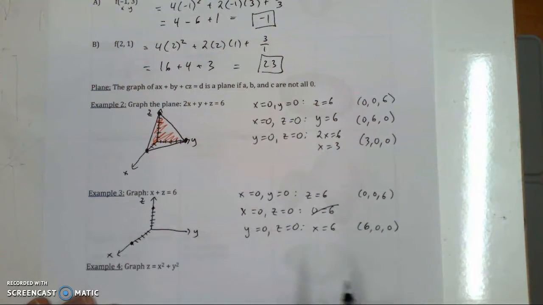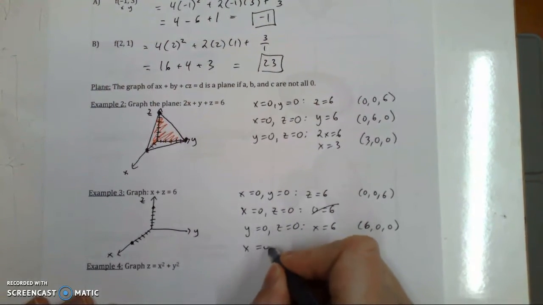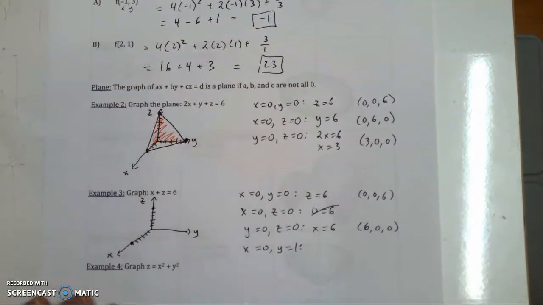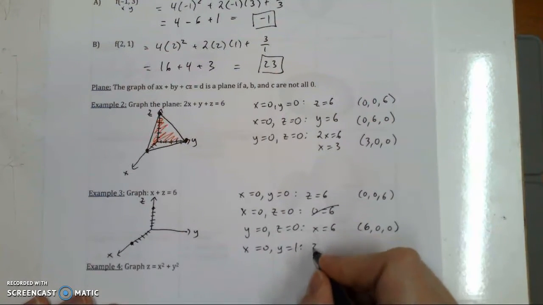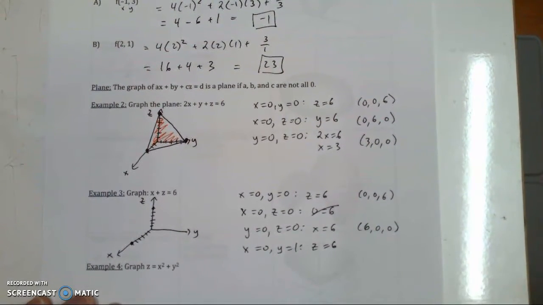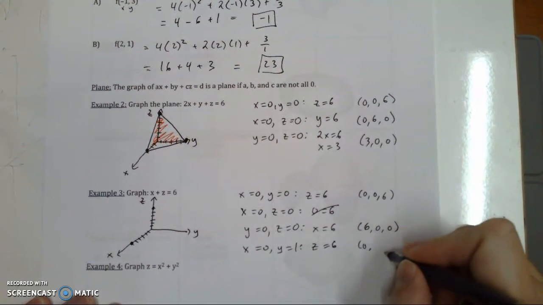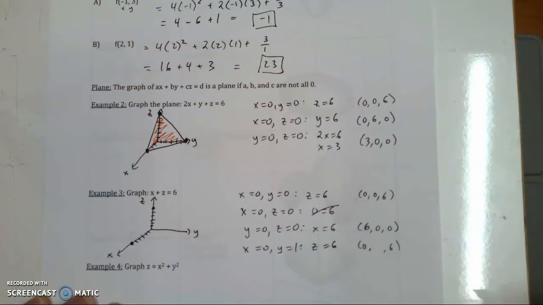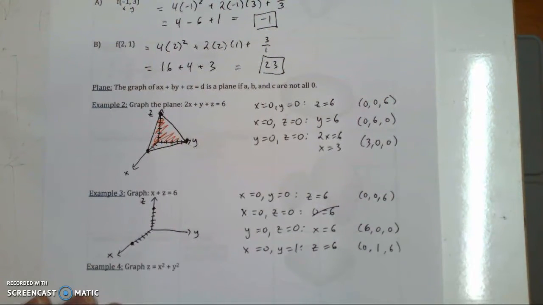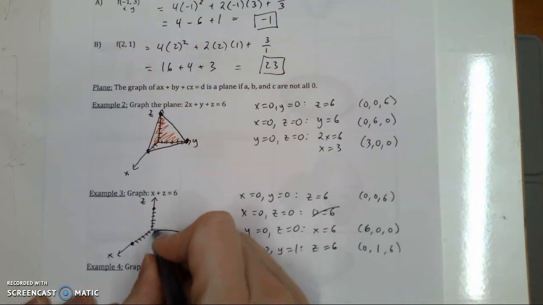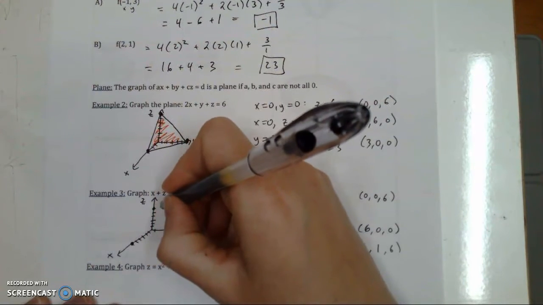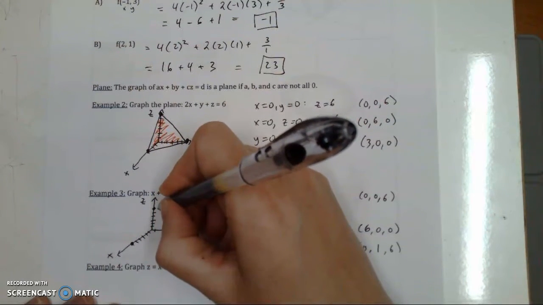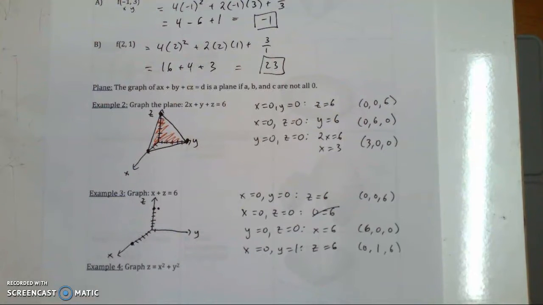Let's try building off of this one. I'm going to keep x as 0, but now let's let y equal 1. Now, there's no y in my equation, so I'm still going to get z equals 6. So the x value and the z value are the same as my first point, but now I've got a y value of 1. So I'm going to take this point and shift it over here to give me a third point.